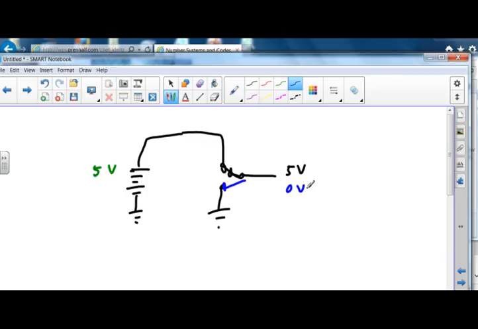Okay. So I've got a control panel and I've got circuits in that control panel. The control panel is grounded. Why is the control panel grounded? That's right. So the charge can leak out of it.